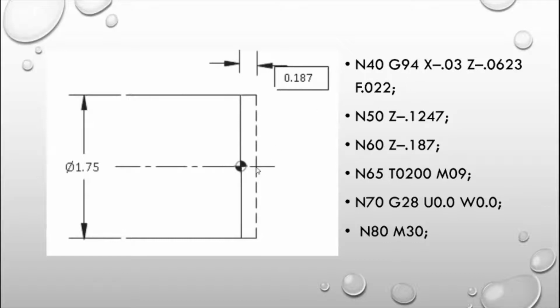G94: our original position is 0, 0. So the Z-axis position is always negative. That means the first cut is at that position, the second cut at that position, and the third cut is 0.187. So the material can be cut very easily by this program.